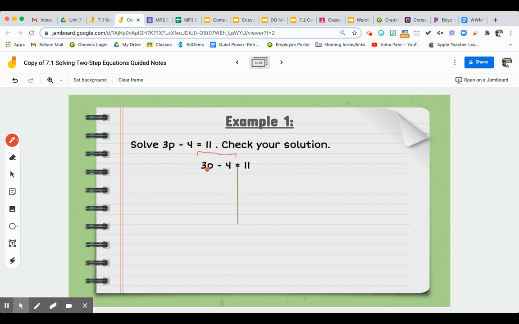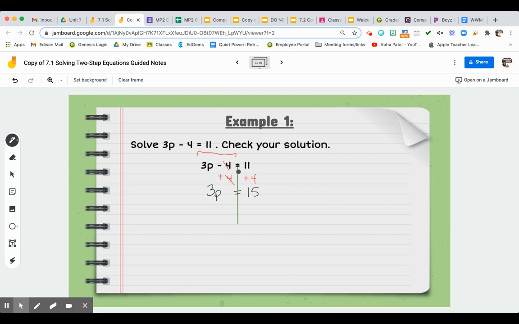And right now we have 3 times p minus 4. The 3 is attached to that p first, so you want to do that last. You want to find a way to get rid of that minus 4 first. So how do we get rid of a minus 4? Subtraction, the inverse operation is addition. So we're going to be adding 4 to both sides. And that gives us 3p is equal to 11 plus 4 is 15.